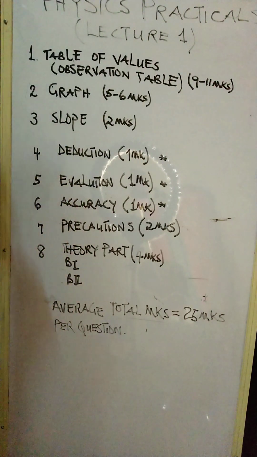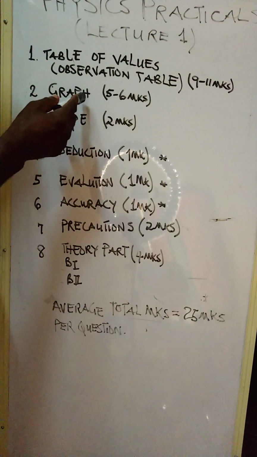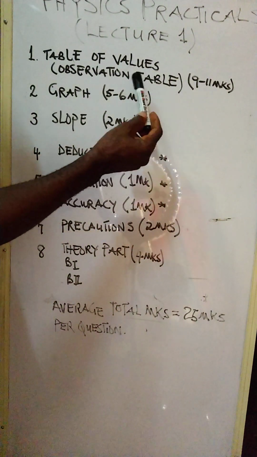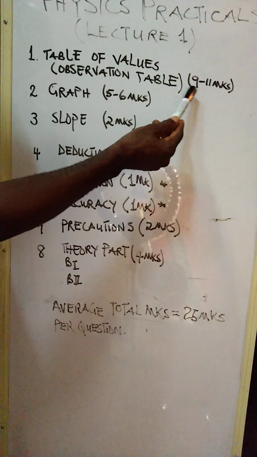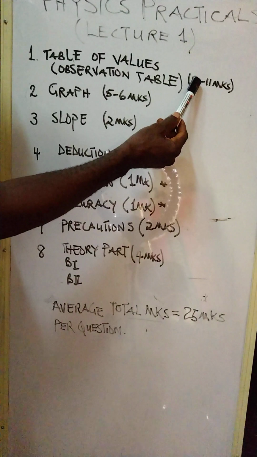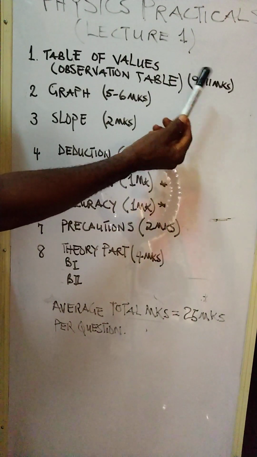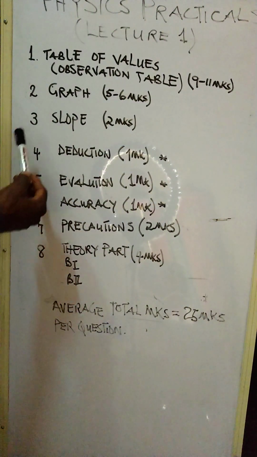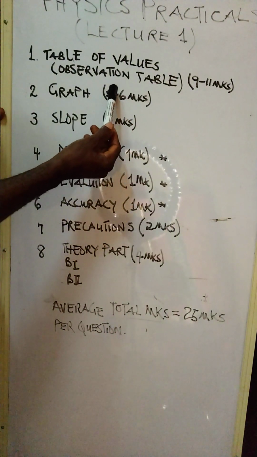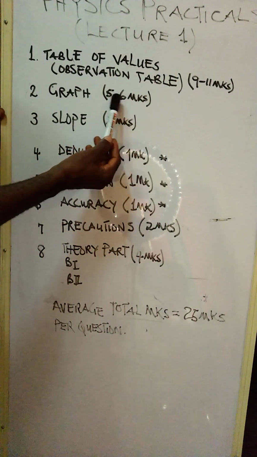Now, the first thing is the table of values. Table of values is also called observation table. Every year, if you go in for practicals, the marks allotted to each table of values ranges between 9 and 11 marks. It could be 9 or 10 marks or 11 marks. Then, the next thing that follows is graph. The marks for graph ranges between 5 and 6 marks. Most of the times it's 6 marks.